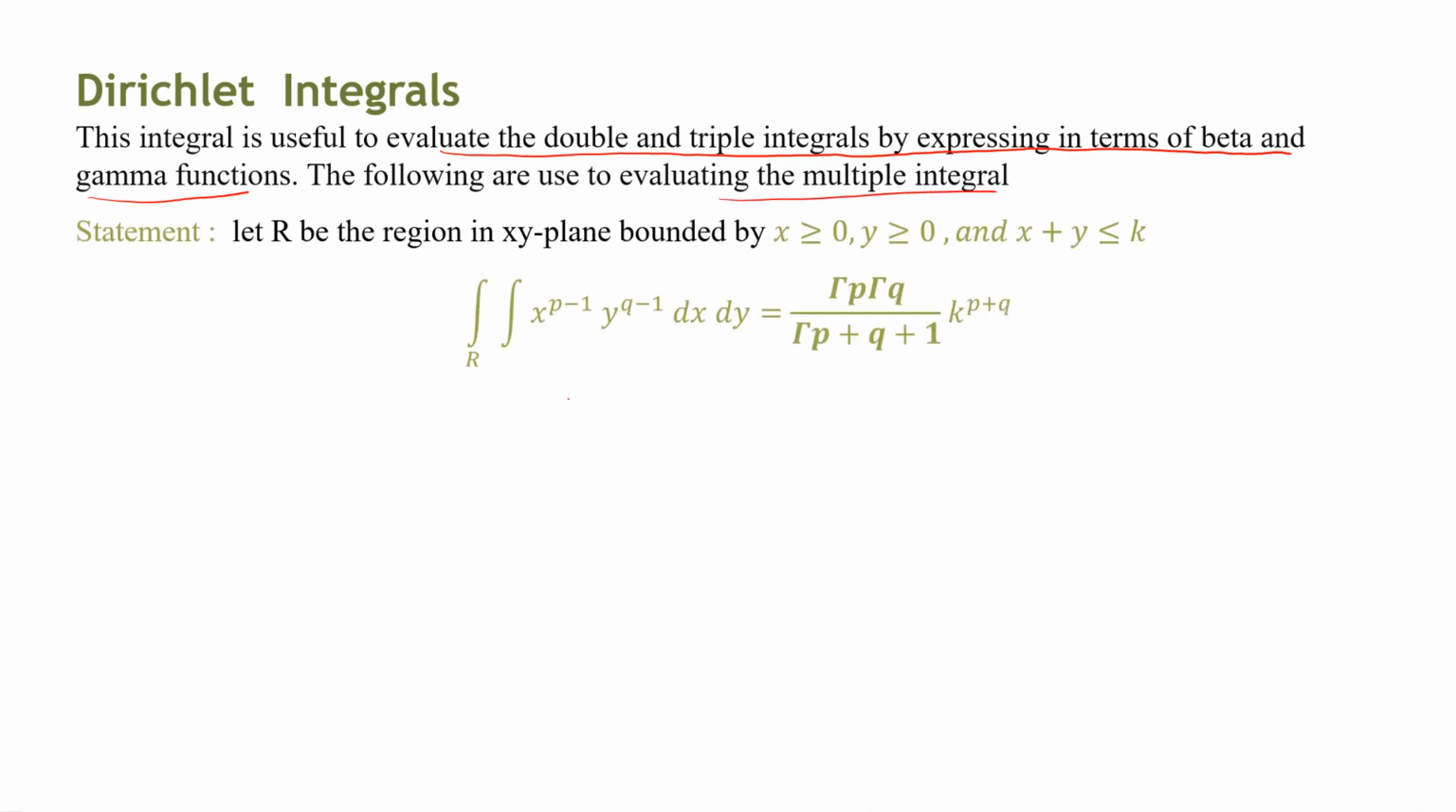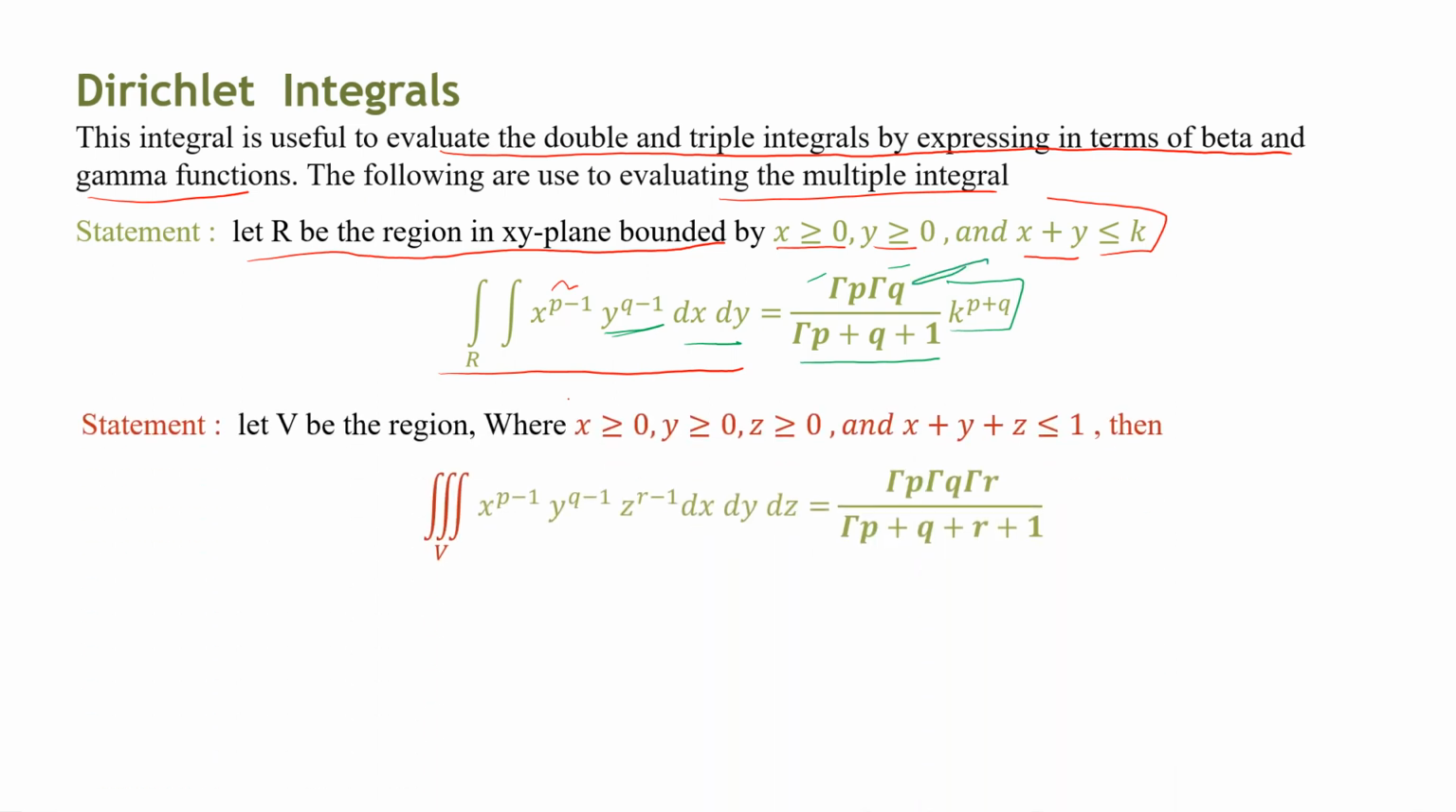The first statement is: suppose we have a region R in the xy plane which is bounded by x greater than 0, y greater than 0, and x plus y less than or equal to some constant k. Then the double integral of x raised to power p minus 1, y raised to power q minus 1, dx dy is written as gamma p gamma q upon gamma p plus q plus 1, into k raised to power p plus q.